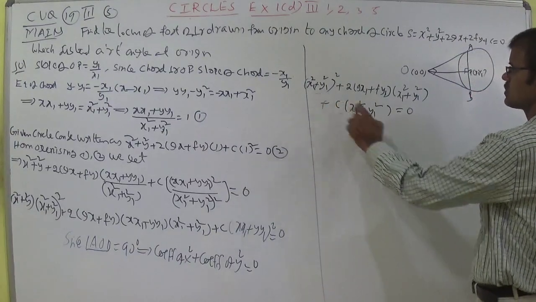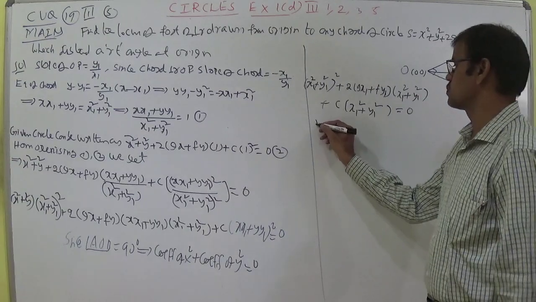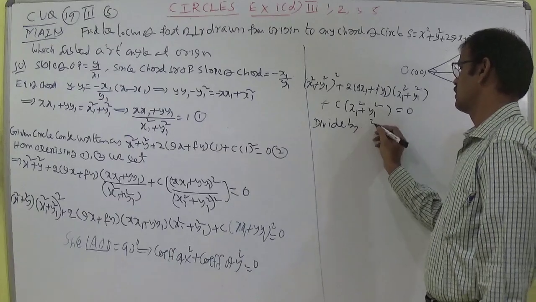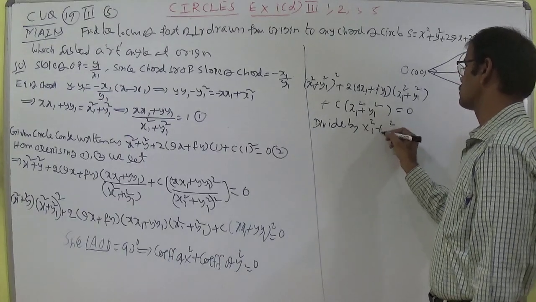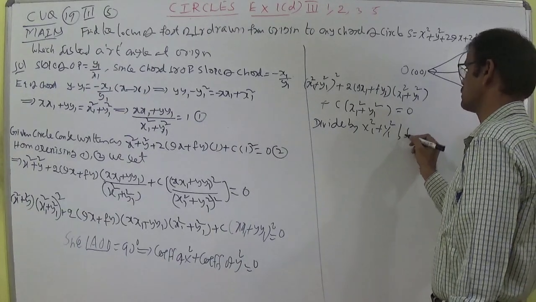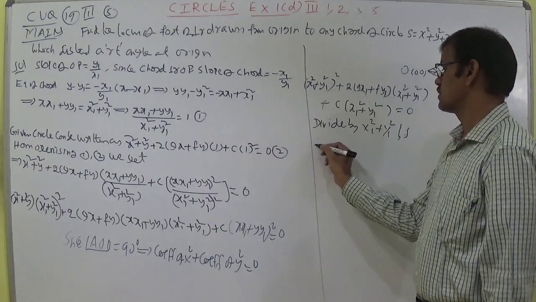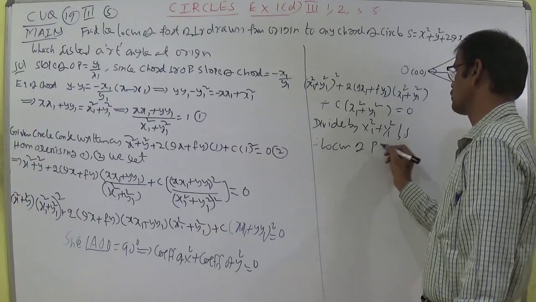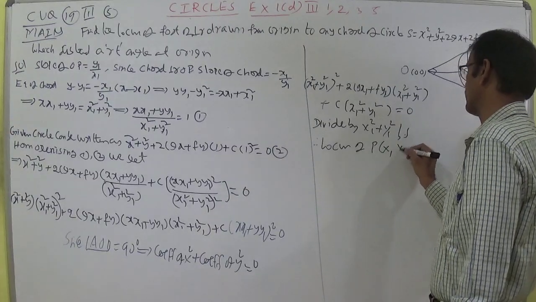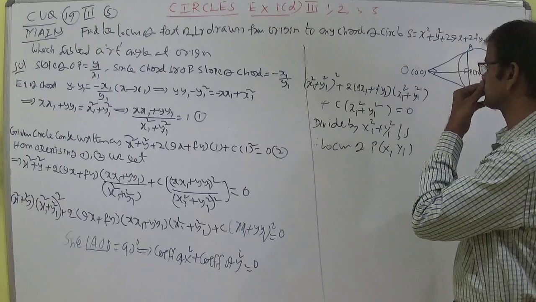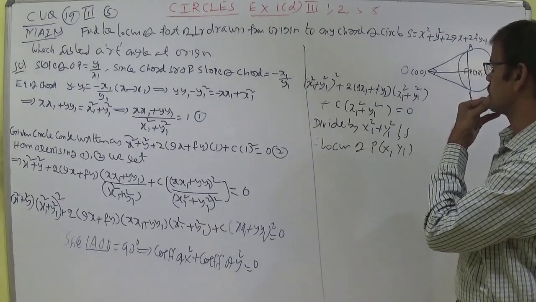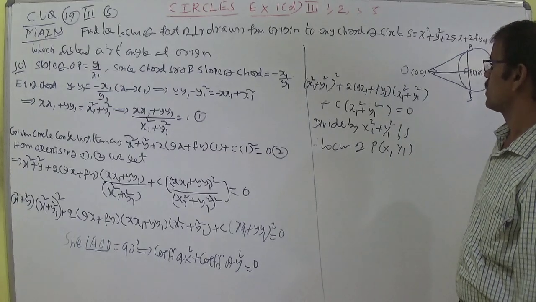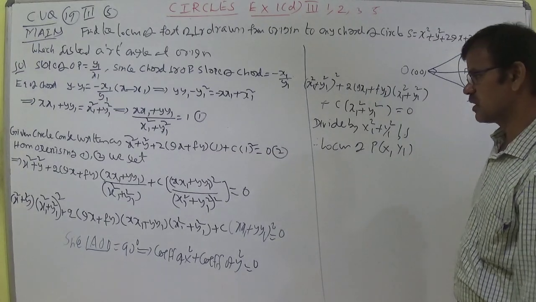Now you can do one thing. For everything x1 square plus y1 square common is there. So you can write divide by x1 square plus y1 square both sides. That implies, therefore locus, you write locus of P(x1, y1). Locus of P(x1, y1). x1 square plus y1 square plus again circle we got.